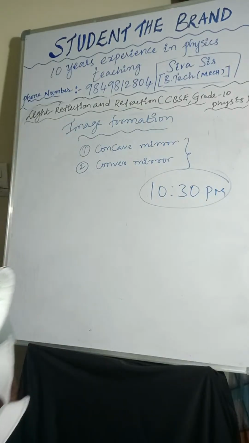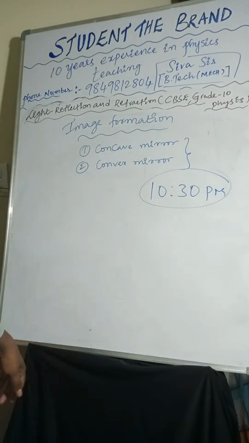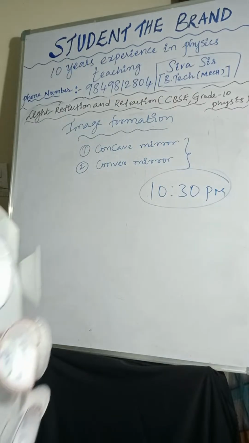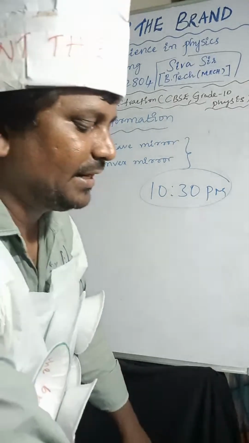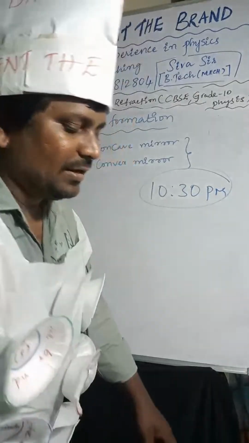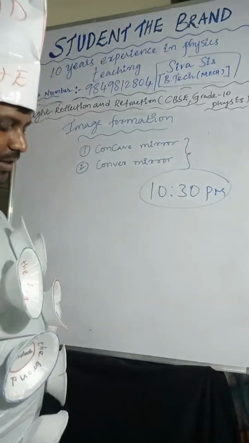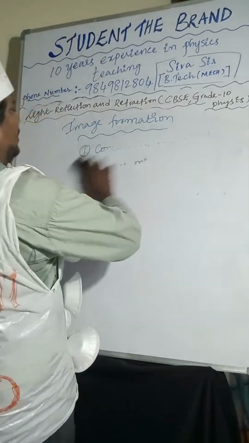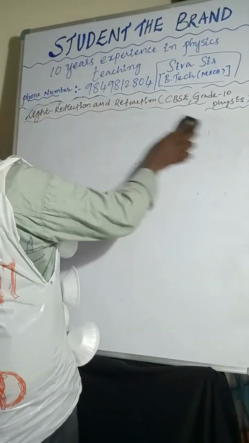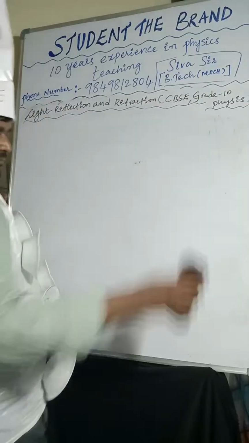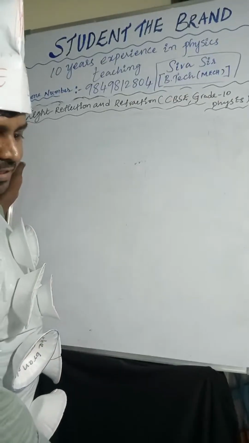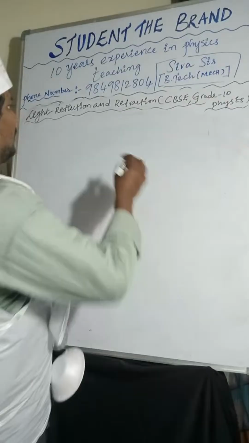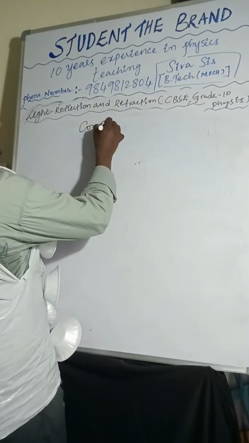Okay, done. Come to the point. So we are starting again. Image formations. Be ready. Concave mirror and convex mirror. Welcome to the class. Concave mirror and convex mirror image formations. So, concave mirror image formations.